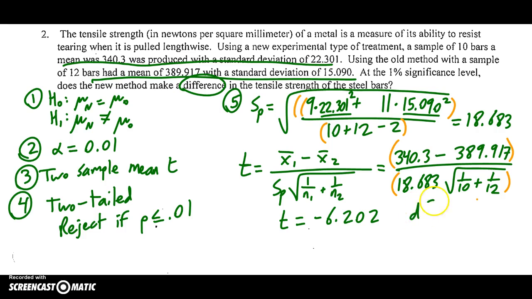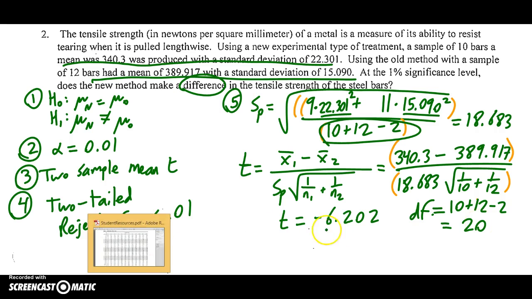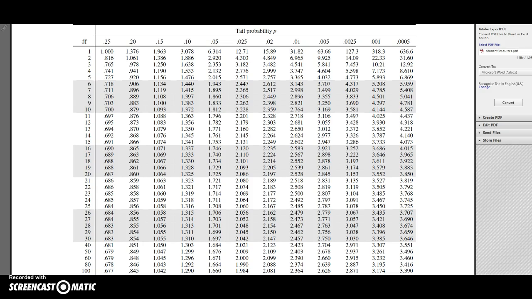Okay. We need our degrees of freedom as well before we go to the table. Degrees of freedom in this case, again, total in your sample minus the number of samples. It's basically this part right here in the bottom of your pooled standard deviation. It's 10 plus 12 minus 2. So it'll be 20. Our degrees of freedom will be 20. Okay. So we're going to go to our table and look for values that would surround that.